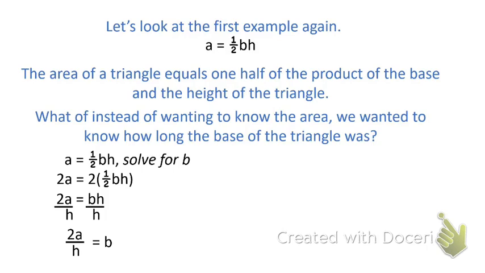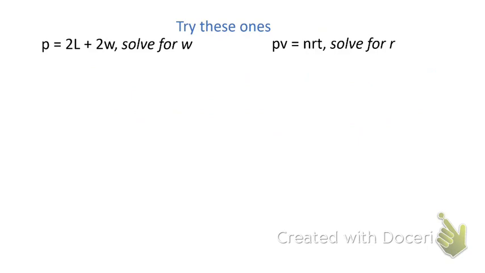Now let's take a look at a couple more examples. Let's look at the perimeter formula. What if instead I wanted to solve for w? I need to isolate the w or get w by itself. I had the perimeter equals 2 times the length plus 2 times the w. Well, to get w by itself, I can undo my addition first. This means instead of adding 2l, I'll subtract 2l from both sides. I get p minus 2l equals 2w.